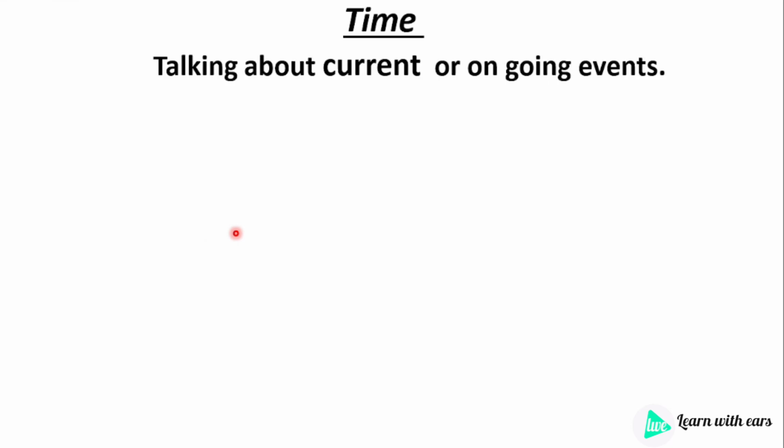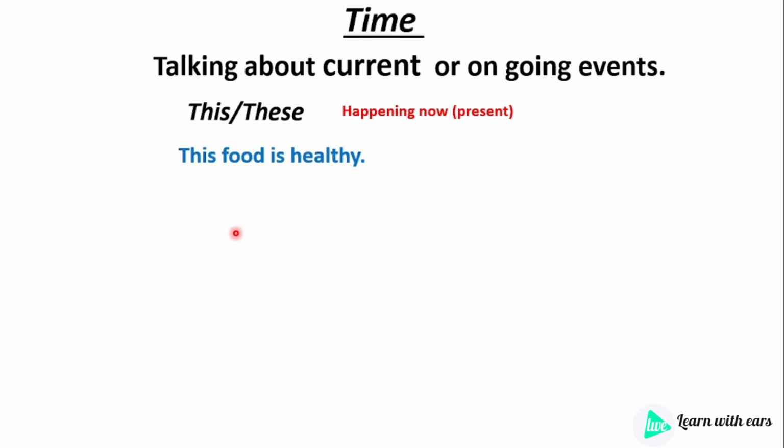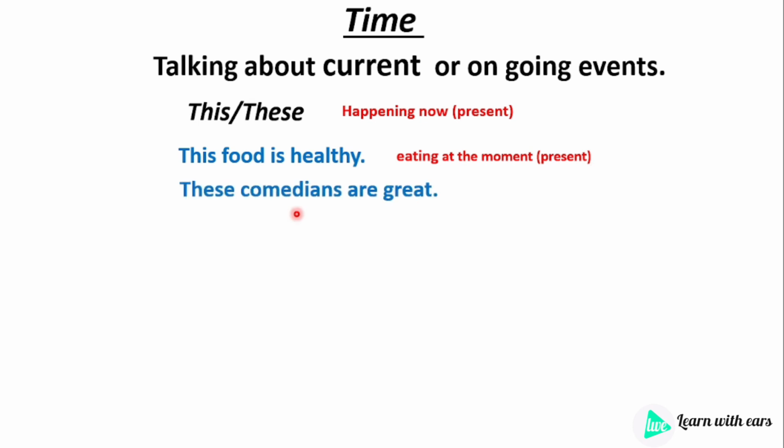We also use demonstrative pronouns when we talk about current or ongoing events. We use this and these when something is happening now in the present. For example, this food is healthy. We are eating at the moment, in the present. Okay, so we use this because we are eating at the moment. Let's see another example. These comedians are great. We're enjoying them at the moment, in the present. Okay, enjoying now. So we use these comedians.